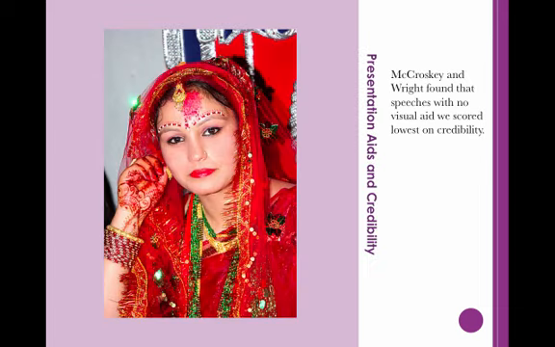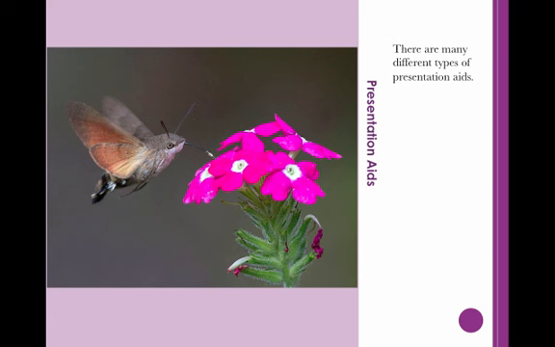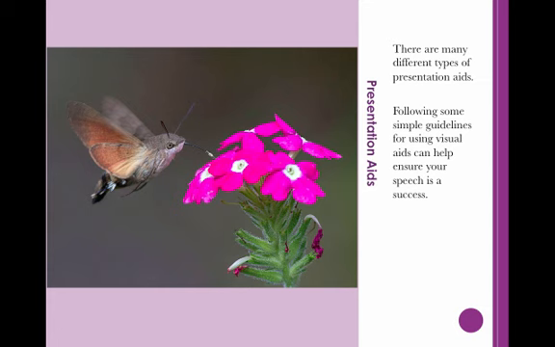In a study by McCroskey and Wright, they found that speeches with no visual aids were scored the lowest on credibility. The highest credibility rating was given to human interest visuals, or photographs. However, all visual aids gave the speech a significant boost in viewer approval. There are many different types of visual aids, ranging from PowerPoint slides to a physical demonstration. However, regardless of what type you choose, there are certain guidelines for using visual aids in a speech. These tips will help ensure your speech is a success.